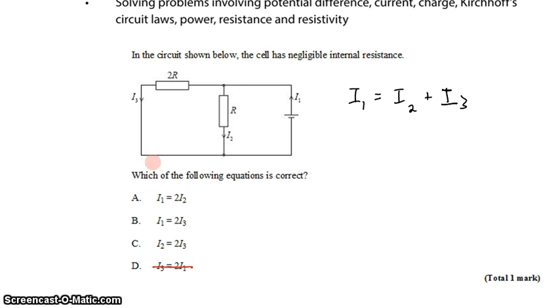But because we don't expect them to be equal, it can't be A and it can't be B. Because if I2 is half of I1, then I3 must be half of I1. And if I3 is half of I1, then I2 must be half of I1. So if one of these is correct, then they both must be correct. But neither one is correct. Which leaves C by process of elimination, but why does it have to be C?